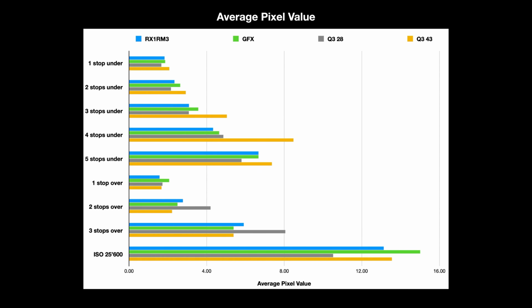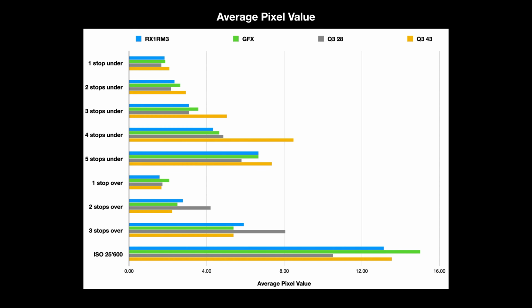And if we look at this in consistent ways. We see one stop under is the Q328, 2 stops under also the Q328, 3 stops under there is a battle between blue and gray here, and then on 4 stops under it's blue, and then it's again 5 stops under the gray bar. So also here in underexposure the Q328 is doing a splendid job. And number 2 is clearly here again the Sony RX1R III.